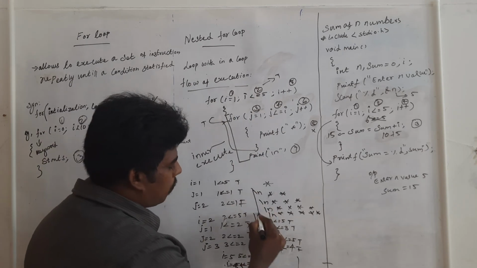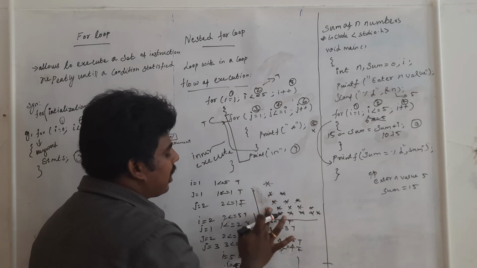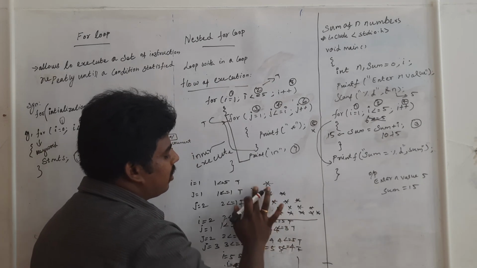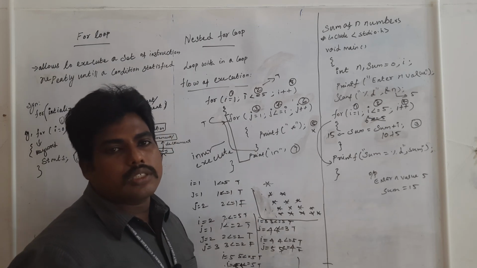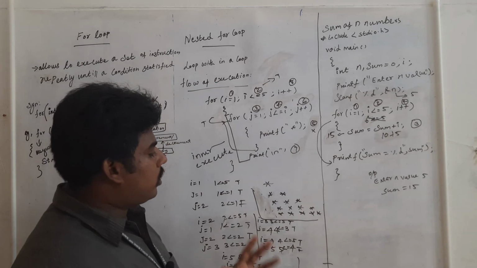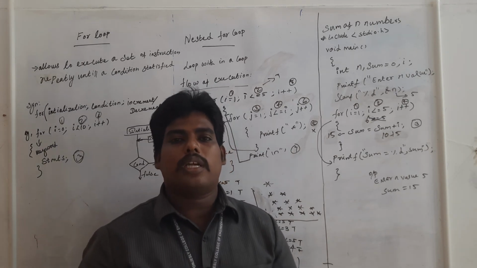So you will get the output like this. The slash n won't be displayed on the screen. It's a new line, next line, it will be printed. All of you got it, how it works? Okay. So this is the way your nested for loop works. I hope you understand this, students. Thank you.